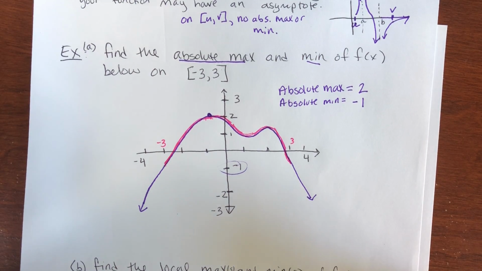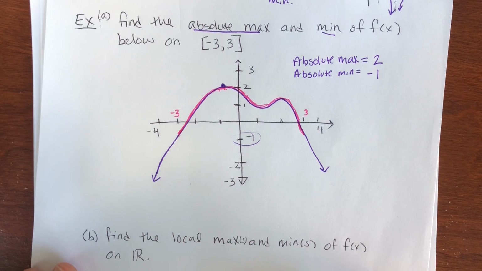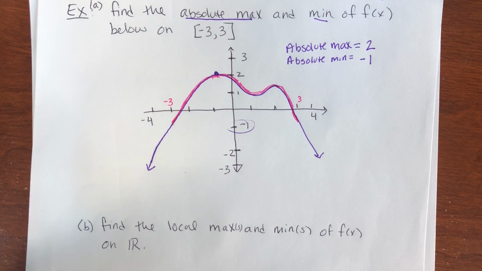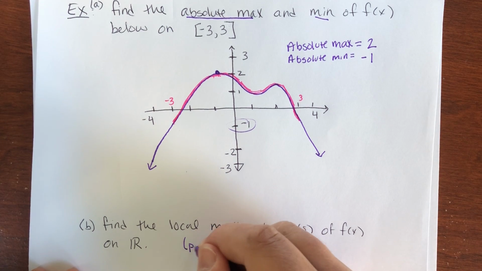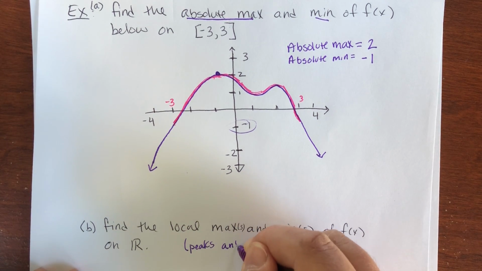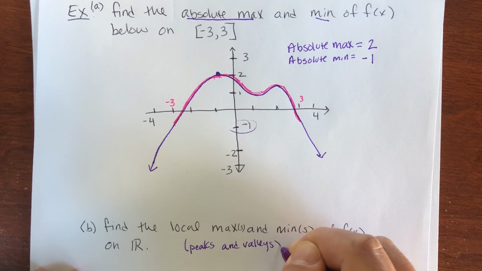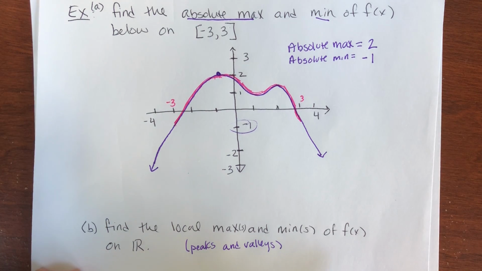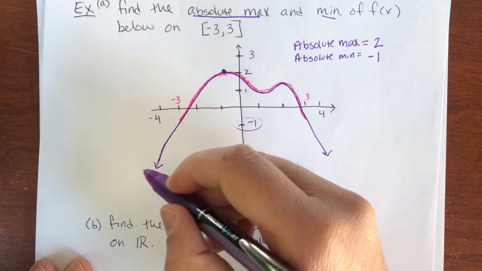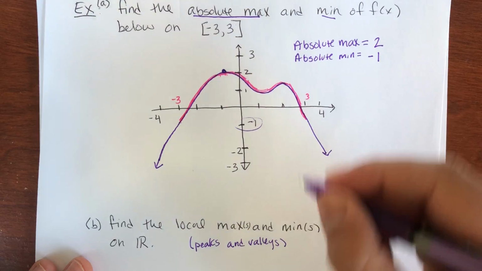Okay. Now for part B, it asks us to find the local max and mins of this entire function on R. So remember, a local max or min is just anything that could be an absolute max or min on some interval around that x value. Essentially what we're looking for when we're looking for local maxes and mins is peaks and valleys on the curve. Right? If you think about this as a mountaintop, any peak and any valley would be a local max or a local min.